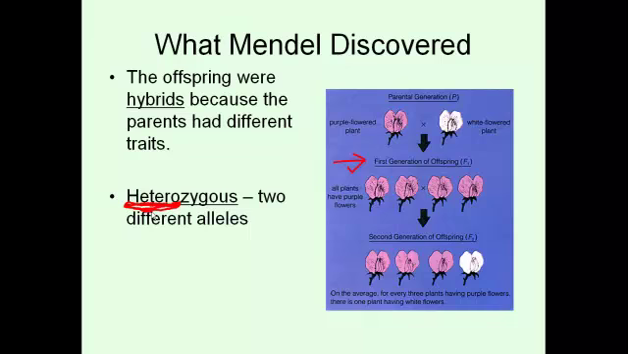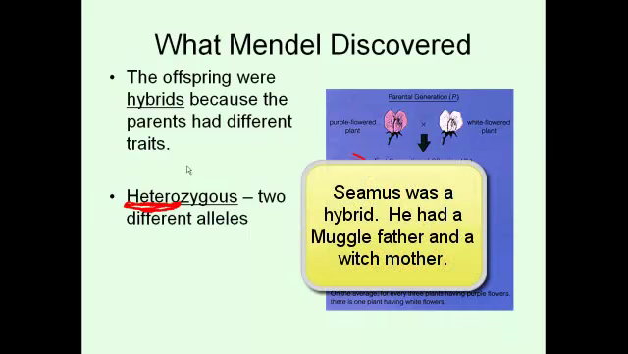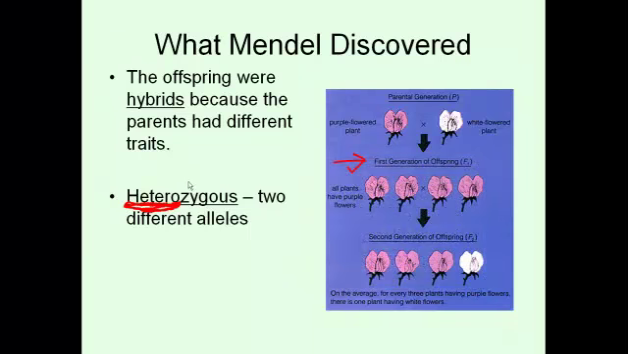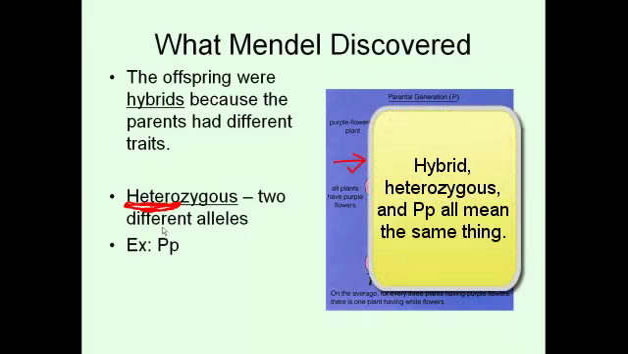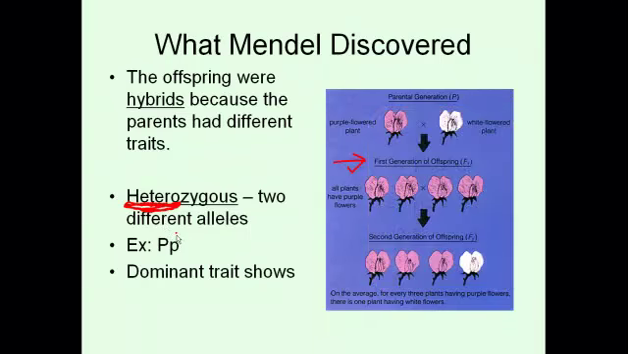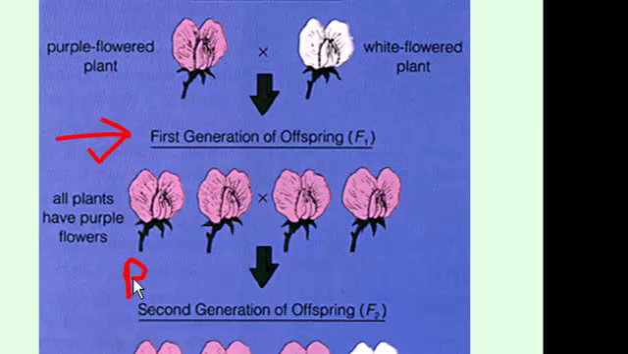So going back to the Harry Potter analogy, sometimes you had a wizard that had a wizard parent and a muggle parent. They would be heterozygous or hybrids. And here there's a capital P and a small p, or a purple gene and a white gene. And in this case, when there's one of each, you're going to see the dominant trait. So all of these were big P, little p. And because they each had a dominant gene, that's the one that you saw. So all of these had a gene for white flowers, but they were all covered up by the gene for purple flowers.